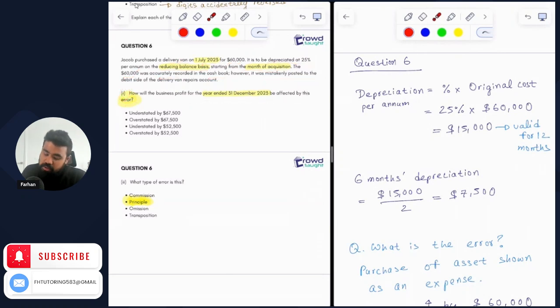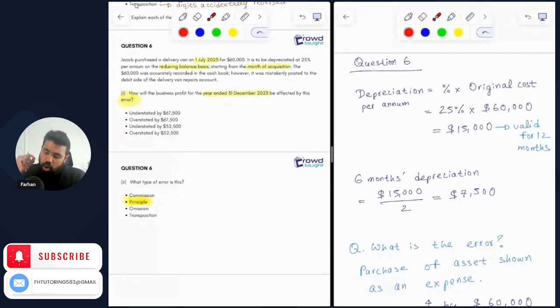Right, make sure to focus and follow through. So we are working with an asset, which is a delivery van that we have purchased on 1 July 2023, and the original cost of the purchase is $60,000. We depreciate this at 25% per annum using the reducing balance basis and starting from the month of acquisition. Now, we are calculating the profits for the year ended 31 December 2023, which is basically in the same financial year as the purchase of the asset, right?